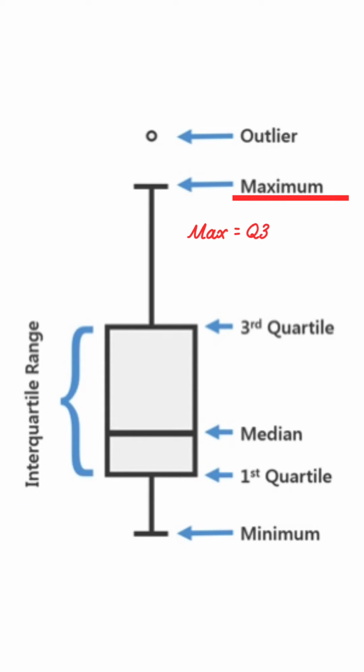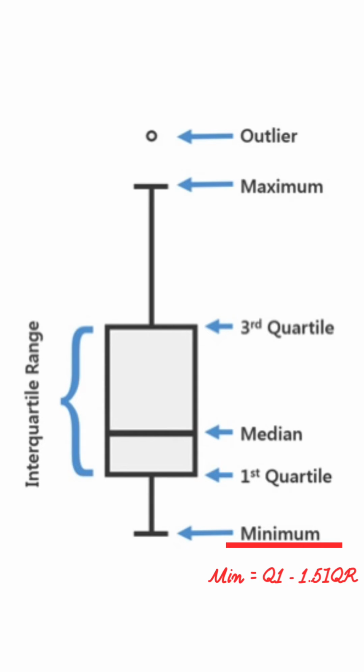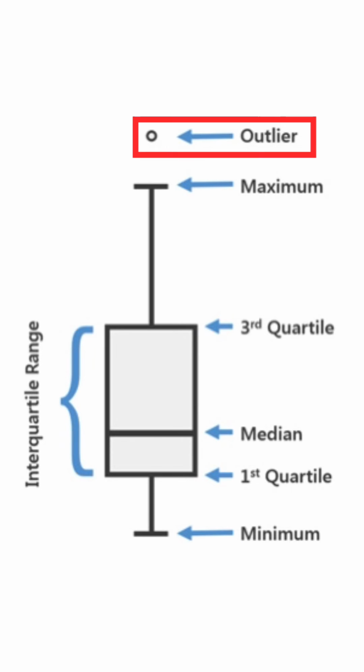Then we need to compute the maximum, which is equal to Q3 plus 1.5 times the IQR, and the minimum, which is equal to Q1 minus 1.5 times the IQR. Everything above maximum and below minimum is perceived as outlier, and it's noted as a simple dot or asterisk.